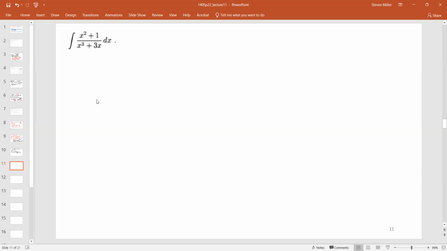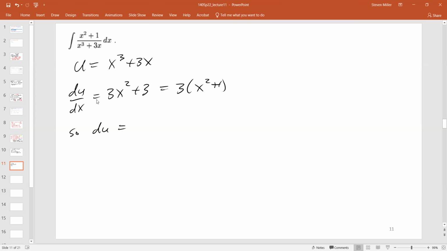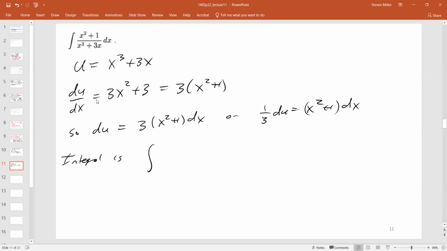So if we take u to be x cubed plus 3x, du dx is going to be 3x squared plus 3, which is 3 times x squared plus 1. So du is going to be 3 times x squared plus 1 dx, or 1/3 du is x squared plus 1 dx. So the integral is going to be the integral of 1 over u times 1/3 du.